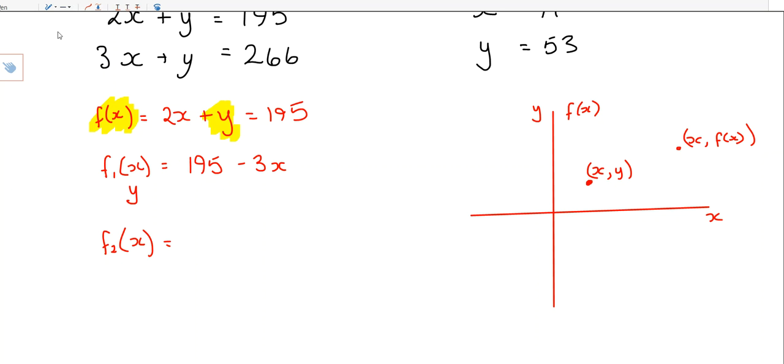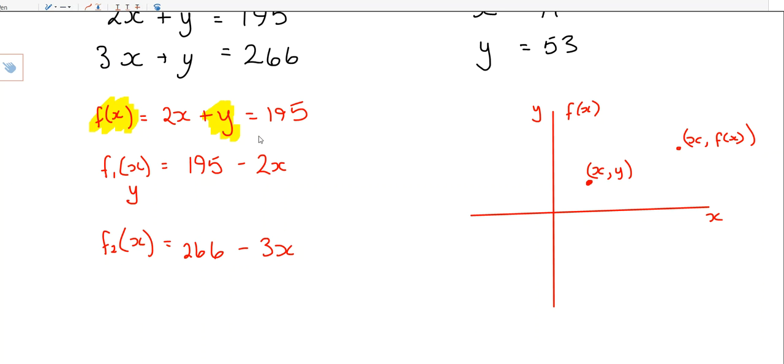And then this one, sorry, okay. So then this would be 266 minus 3x. It won't show up, because you have to make the view out. So what we're trying to do then is on our axes, we need to see.